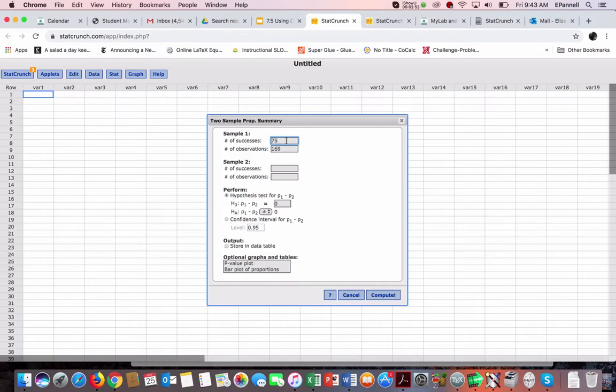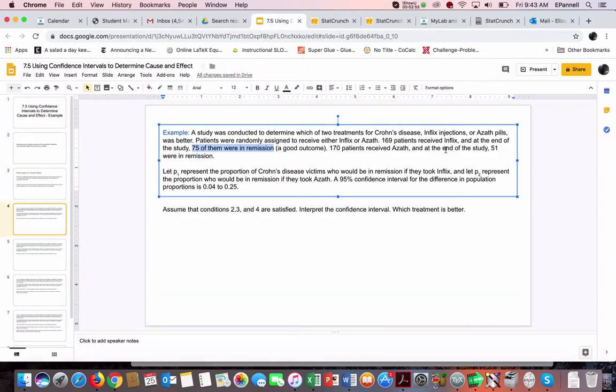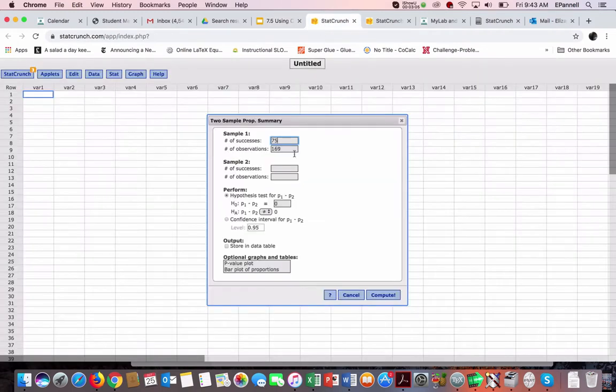Now I'm going to do the same thing for the other medication. In particular, we had 170 patients who had Azath, so that's the total number, our N value. And then 51 were in remission, so that's the number of successes. So we do 51 and 170. And then we're doing a confidence interval, so I check that box. And they told us 95%, so I don't have to change this number.